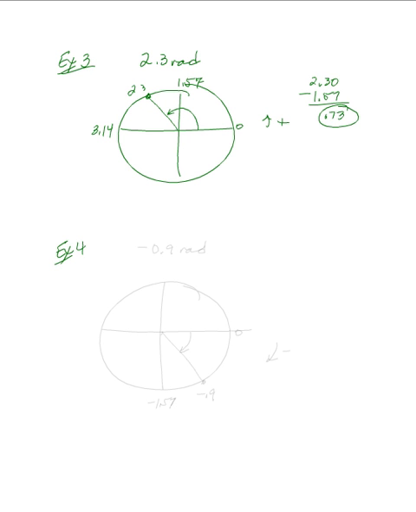Example 4. Negative 0.9 radians. Okay. So you're at 0 radians, and you're going in the negative direction. This would be negative 1.57 radians. So you're only going 0.9 radians. So you're a little past halfway. So maybe something like that. And you're negative.